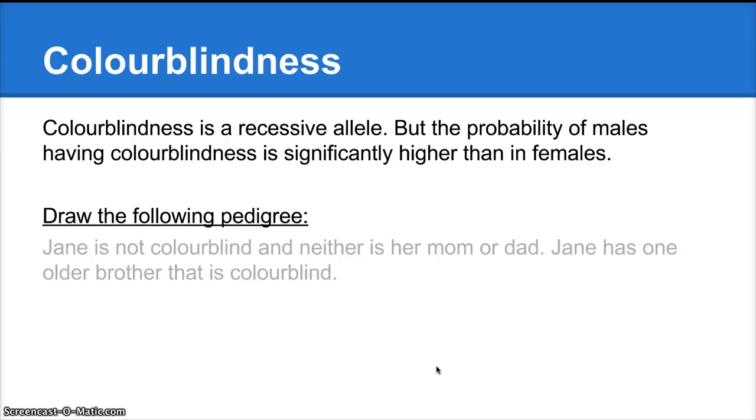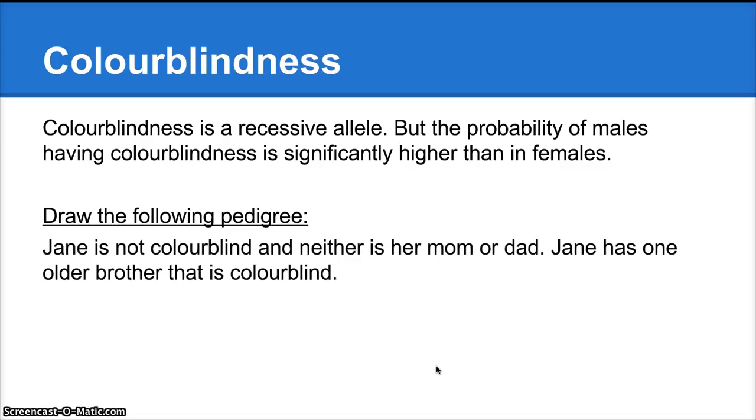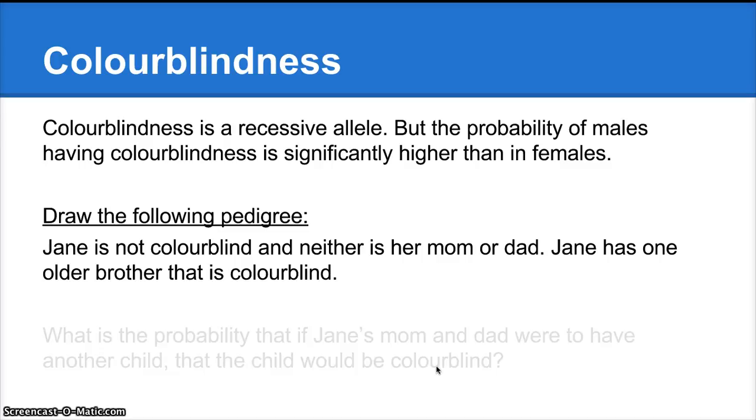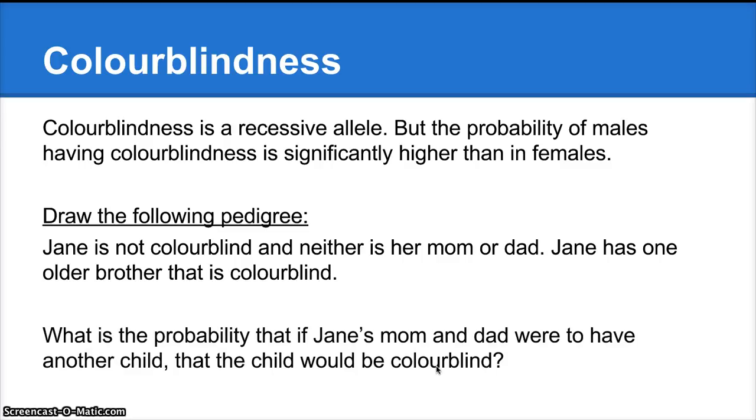So I want you to draw the following pedigree. We'll say Jane is not colorblind and neither is her mom or dad. But Jane does have one older brother that is colorblind, so her older brother is affected by color blindness. Okay, so I would like you to draw out that pedigree just to show that it's only 2 generations, 2 siblings, and that her older brother is colorblind.